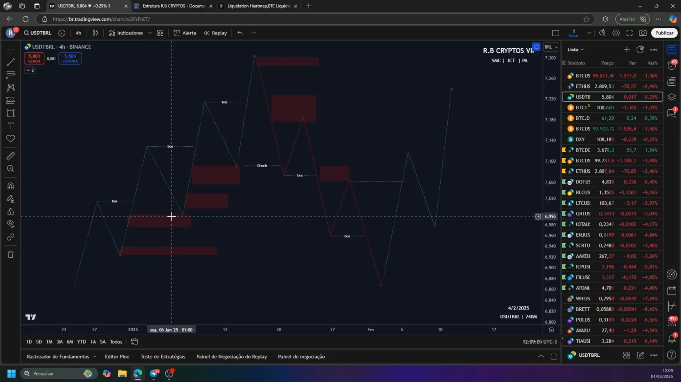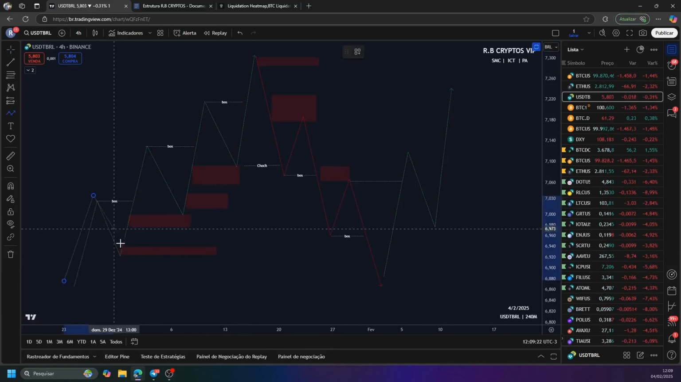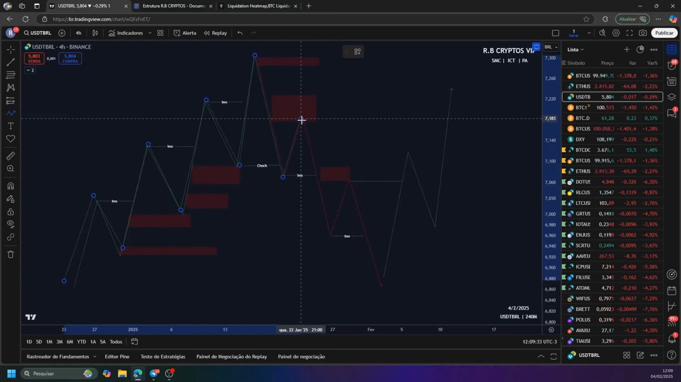That the market doesn't operate randomly. The market works in waves, in upward waves and downward waves, where we have impulses and correction waves. So the market made the impulse, made the correction, made the impulse, made the correction, and so on.